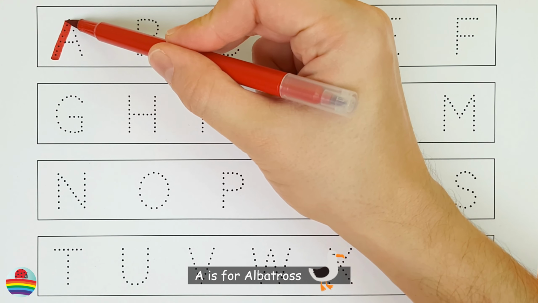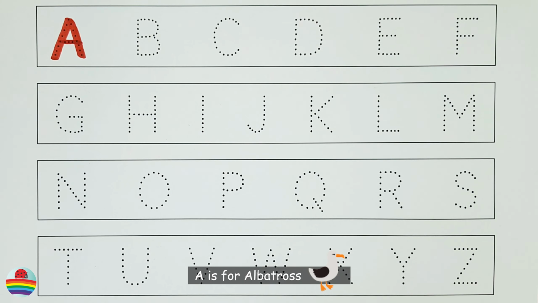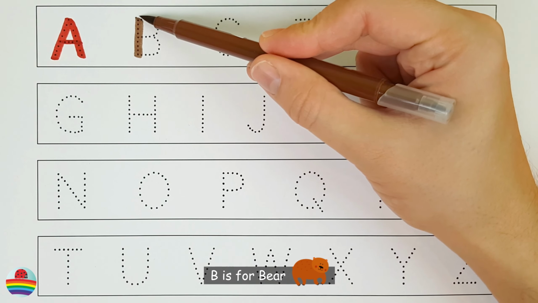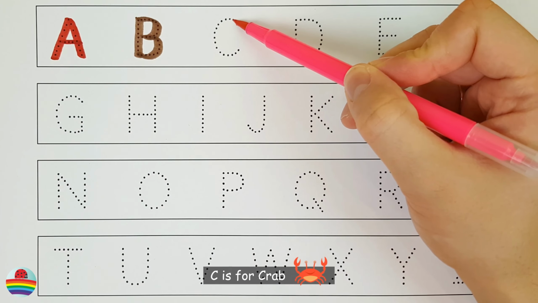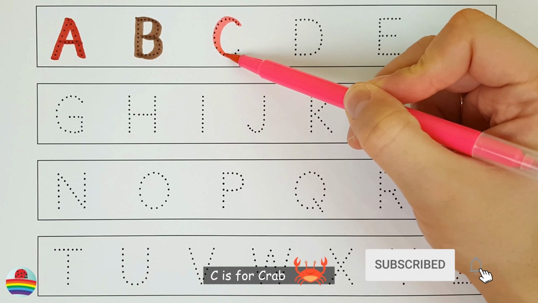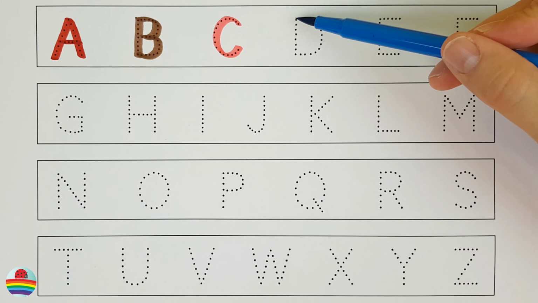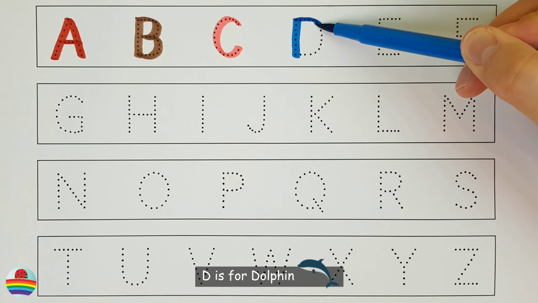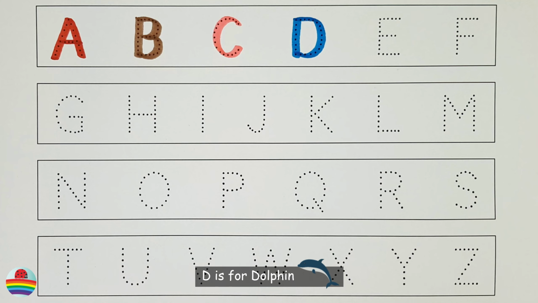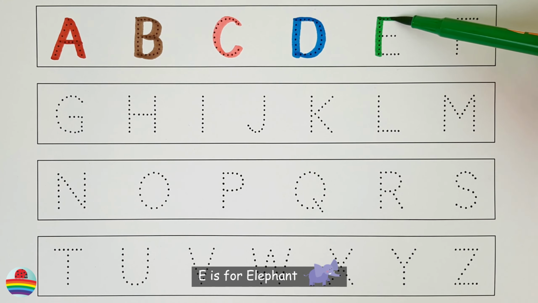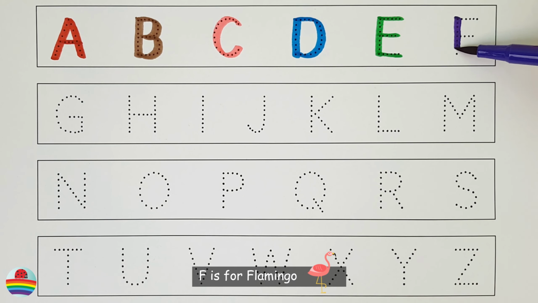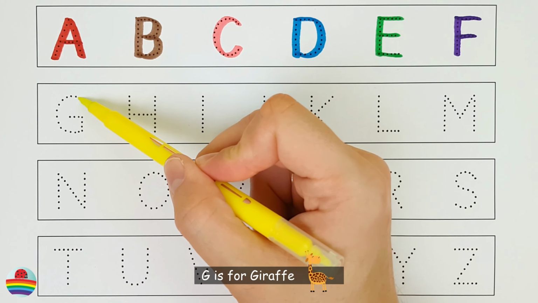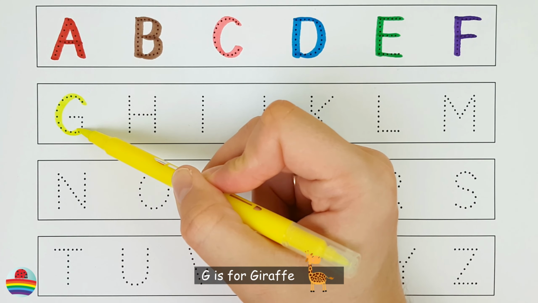A. A is for albatross. B. B is for bear. C. C is for crab. D. D is for dolphin. E. E is for elephant. F. F is for flamingo. G. G is for giraffe.